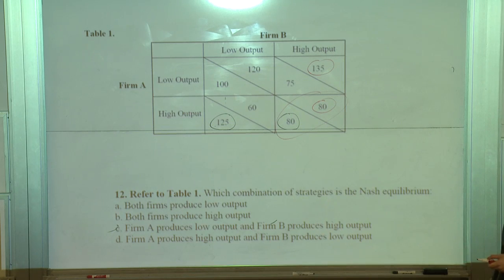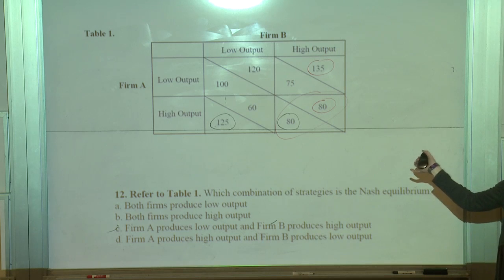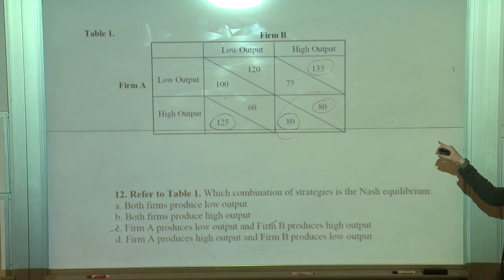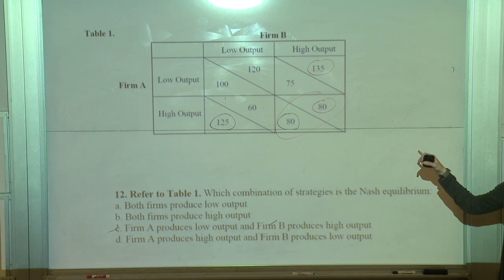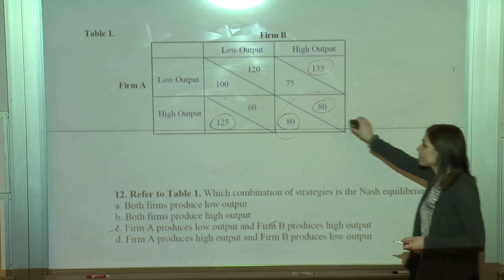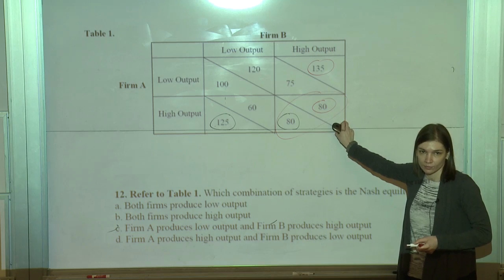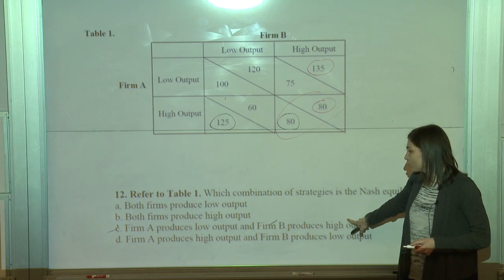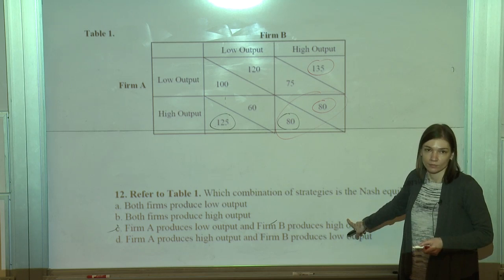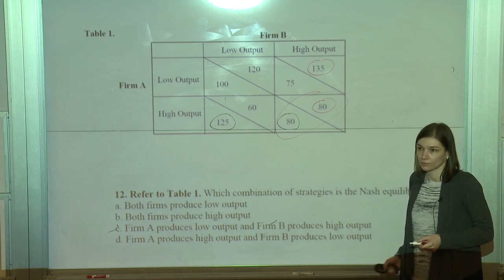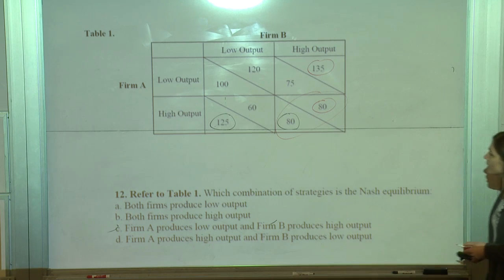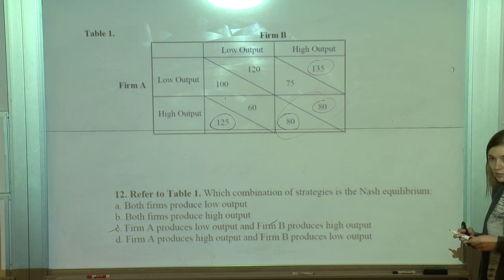Which combination of strategies is the Nash equilibrium? Again, we only have one Nash equilibrium in this case, and that's high-high. The Nash equilibrium is when there's an overlap, and that's both firms produce high output. That's answer B. Agreed? Now, if you look at it, is that the best option for both of them? And is that the socially optimal option in general?